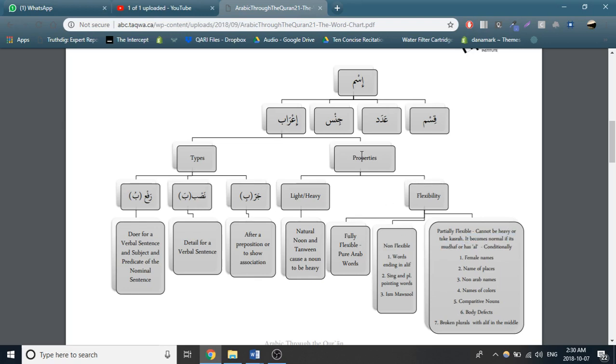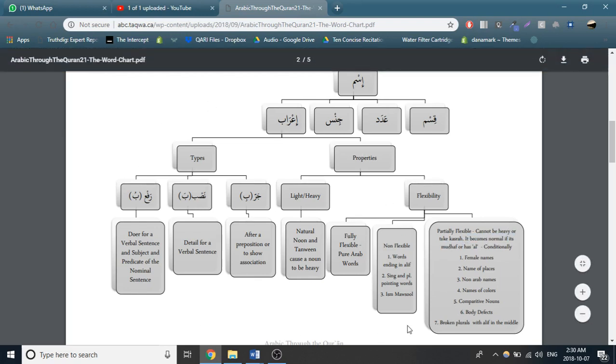But when you're going through this, all you have to do is just break this down in your recording and then send it. I actually sent mine in 4 different recordings. So my first was talking about i'rab, then I said the types, and there's 3 types, rafa, nasb, jar, explained what happens within them. And then I said for properties, there's 2, light and heavy, explained what light was, what heavy was, and then flexibility, the 3 types, and then listed this out.